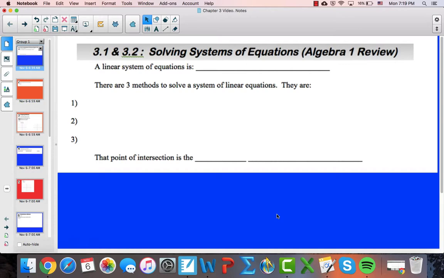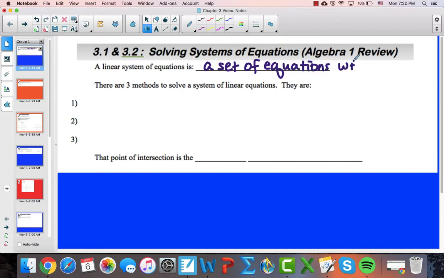Everyone. So today we're going to be looking at a review of solving systems of equations from Algebra 1. As a kind of reminder or warm-up, a linear system of equations is a set of equations with a common solution. So that is a system of equations, a set of equations with a common solution.